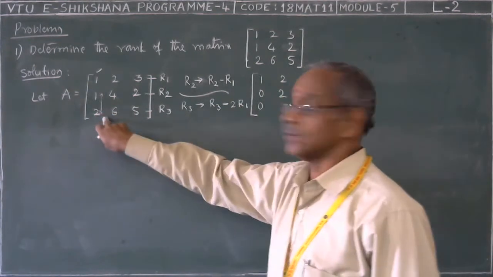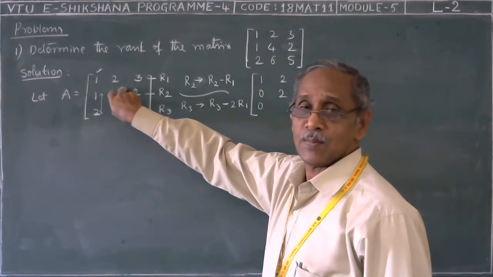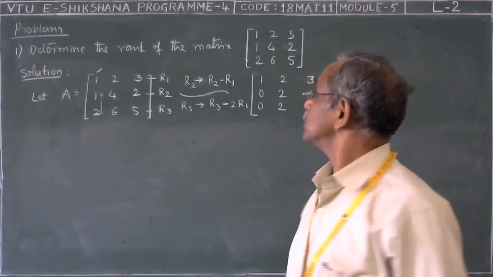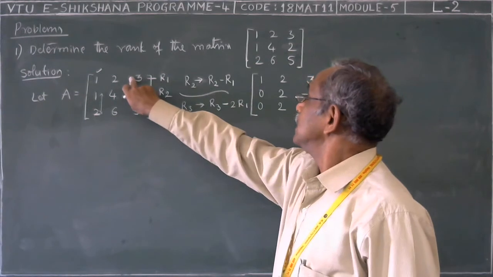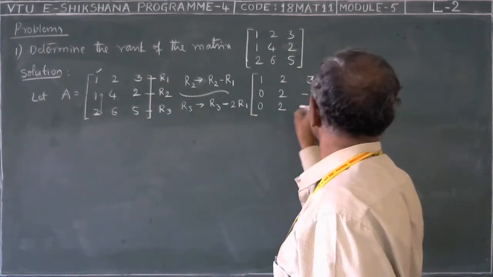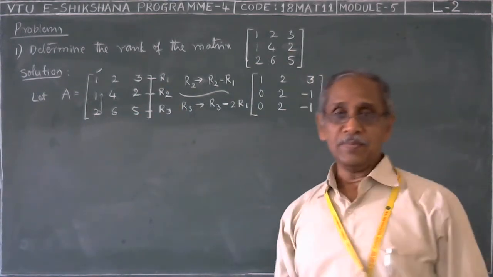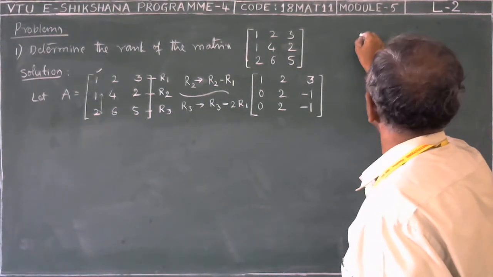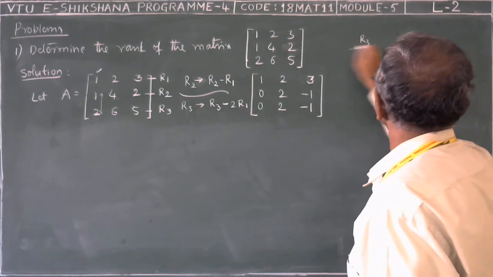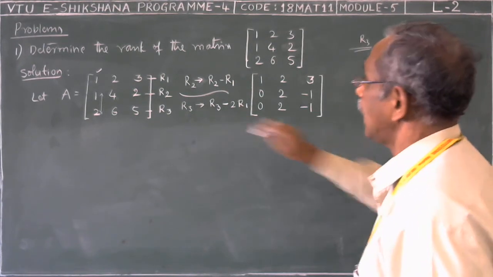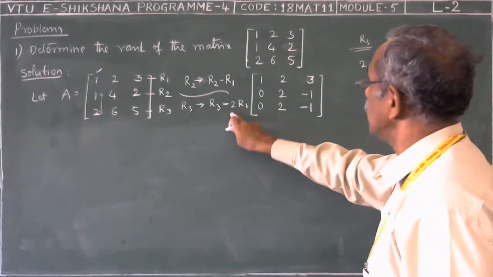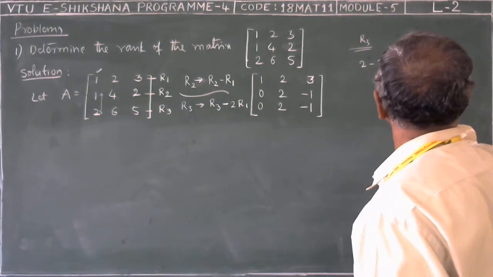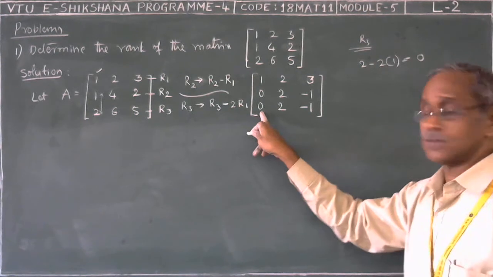2 minus 2, 0. 6 minus 4 is 2. Then 5 minus 6 is minus 1. For example, just see here how R3 is changing. R3 becomes R3 minus 2 times R1. 2 into minus 2, 0. So this element is 0.